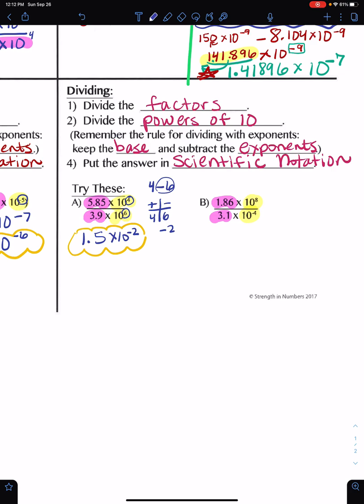And lastly, for example B, I'm going to do 1.86 divided by 3.1 in my calculator. I get 0.6 times 10 to 8 minus -4, which is like 8 plus 4, which is 12. This looks like a number between 1 and 10, but it's not. This is smaller than 1, so I have to change it to 6. If originally I was going to move my decimal 12 places this way and I've already moved it once, I'll only have 11 more to go to make those numbers equal.